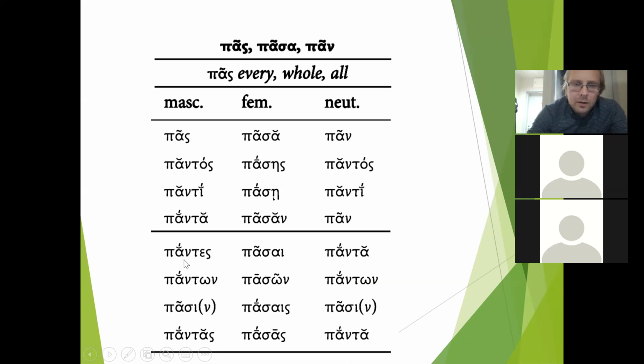Then in the plural, we have in the nominative masculine, pantes, in the genitive, panton, in the dative, pasin, and then pantas in the accusative. And then if we move on to the feminine forms, we have here pasai, pason, pasais, and pasas. And then the neuter forms, panta, panton, pasin, and panta.